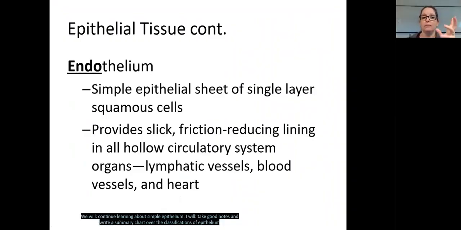Also, everything called epithelium, we have endothelium as well, and we talked about this. This is our serosa. Serosa is tissue that lines body cavities, and so it's a simple, so a single layer, sheet of epithelial squamous cells, and it provides a slick, friction-reducing lining in all hollow circulatory system organs. Okay, so fine, we're inside the circulatory system right now, but our lymphatic vessels, blood vessels, and our heart. Our heart is constantly pumping. Pump, pump, pump, pump. Can you imagine if it wasn't slick and wet on the inside and outside of the heart, how quickly we would rub holes into that heart tissue and then also die because you can't have a hole in your heart?